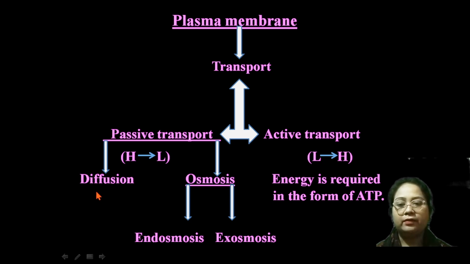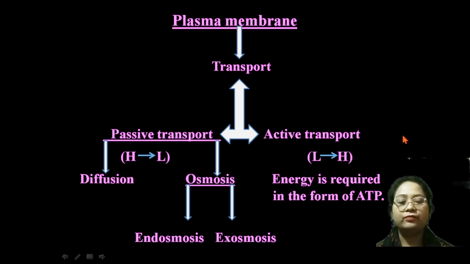Okay, then for this, diffusion and osmosis will be the same, but what is diffusion? It occurs in either solids, liquids or gases, and in case of osmosis we talk about water molecules. Osmosis is again divided into two types, that is endosmosis and exosmosis. Endo means inside, and exo means outside. Okay, that we are going to study later on.